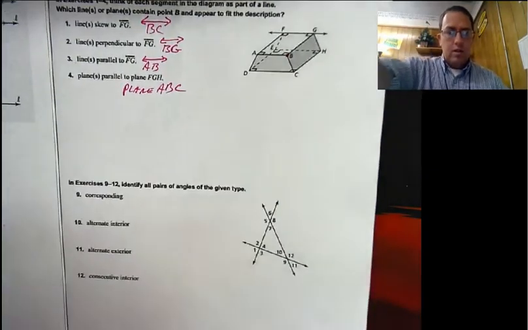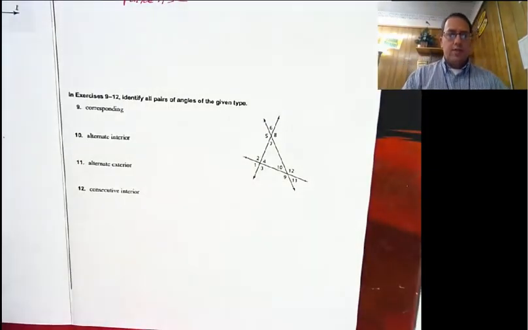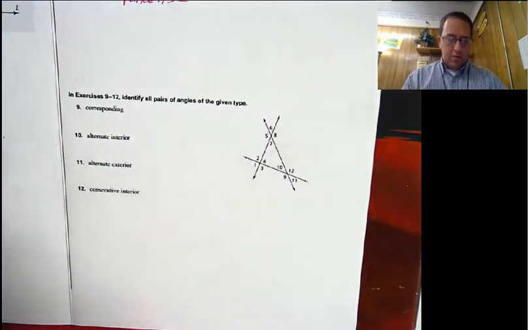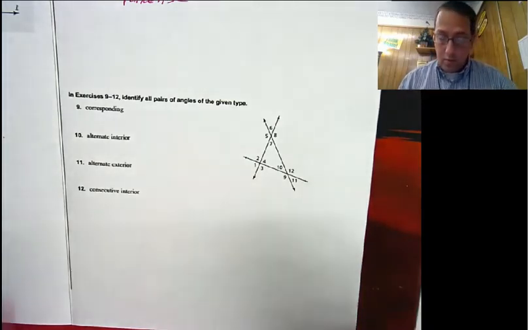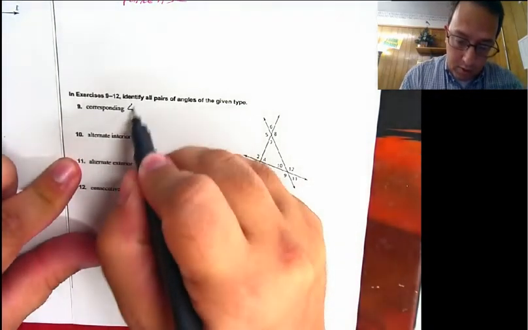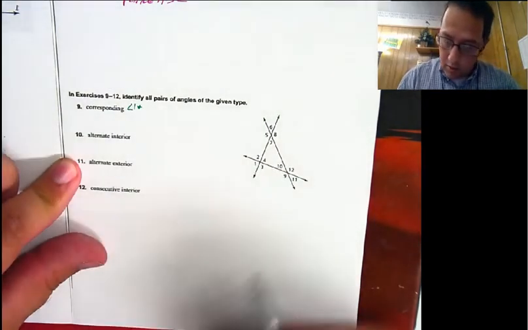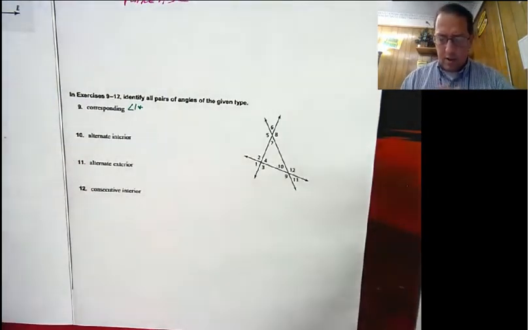So let's take a look at these down here. We want to identify all pairs of angles of the given type. And for some of these, that's going to be a lot. So corresponding angles. Every set of corresponding angles. Well, let's just start with angle 1. Right? What does angle 1 correspond to? Angle 1 is going to correspond with, well, we've got a couple of different things.